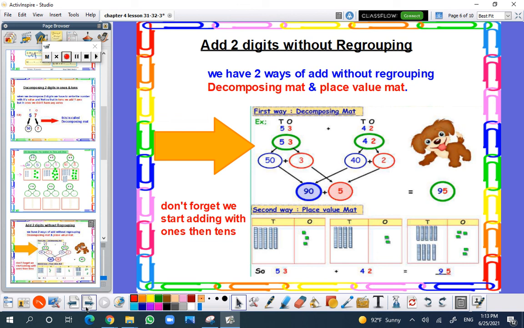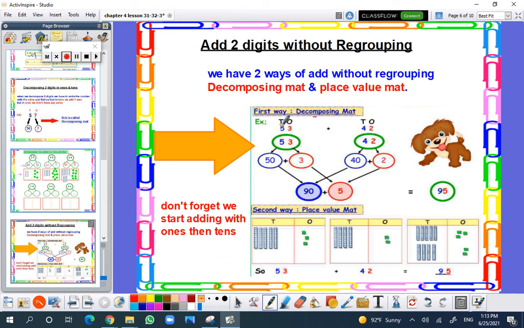So we have 2 ways only. We have decomposing math and we have place value math, and now all of you can differentiate the difference between the decomposing math and the place value math. How can I add 2 digits plus 2 digits? In the last year, when we add 2 digits plus 2 digits, we start adding with the ones. Is it right? Yes, we start adding with the ones. For example, here I have 53 and 42. Let's do it by decomposing math first.